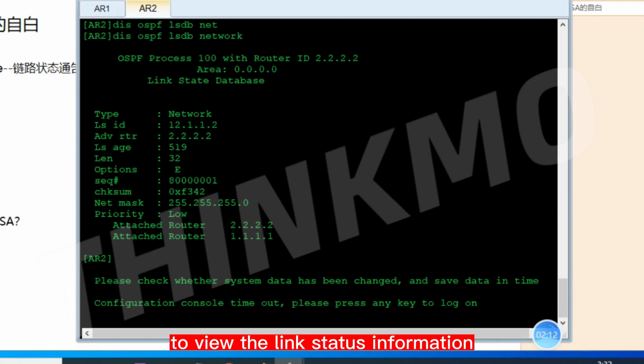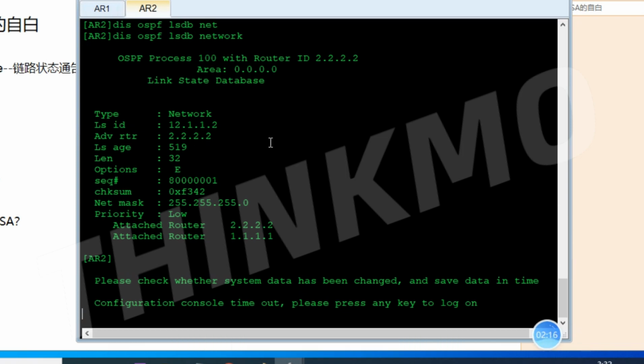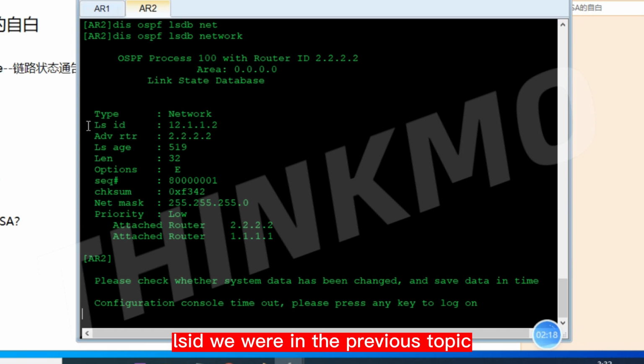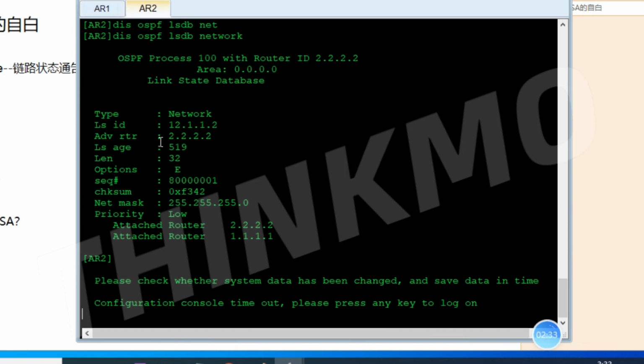To view the link state information, the first thing we can see is the LSID. In the previous topic, it was explained that this is the name of the LSA. So how is it named? For a Type 2 LSA, it is named with the IP address of the DR interface.